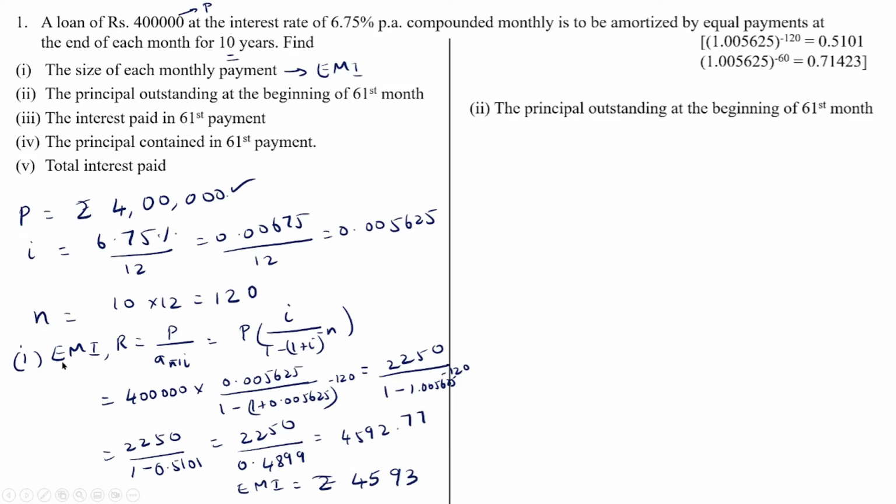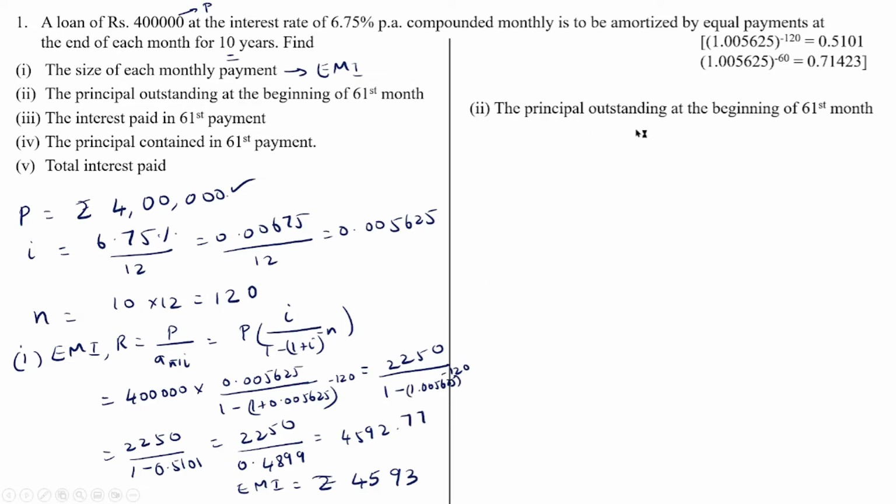So we are using the formula for EMI. We have the value for P, I is given, N is given, and the value for the expression 1 plus 0.005625 the whole raised to minus 120 is also given. Substituting all these, we get the value.